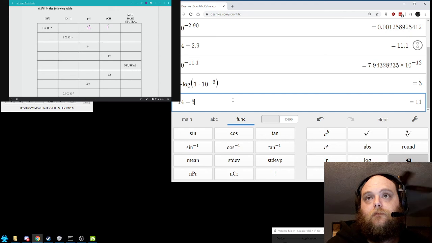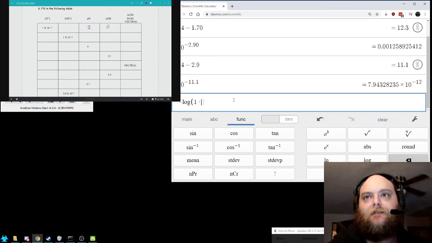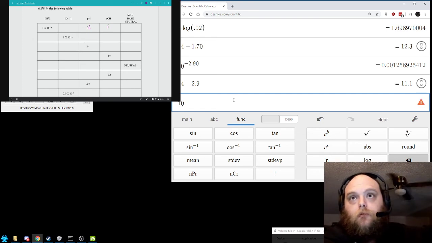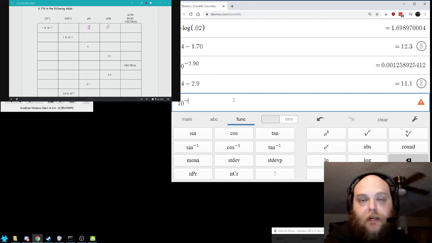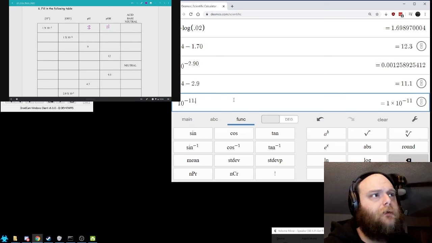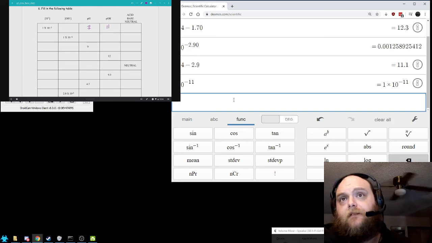See, if it doesn't make sense right away, the numbers don't make sense. So 10 raised to the negative 11. So 1 times 10 to the negative 11.